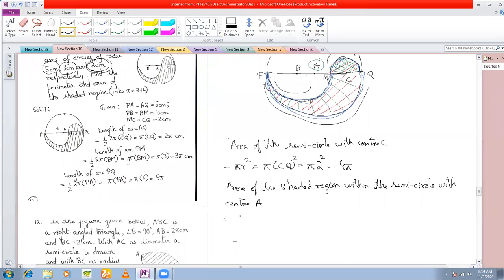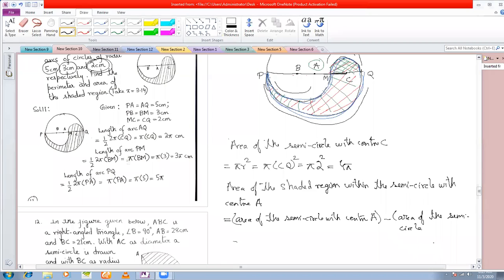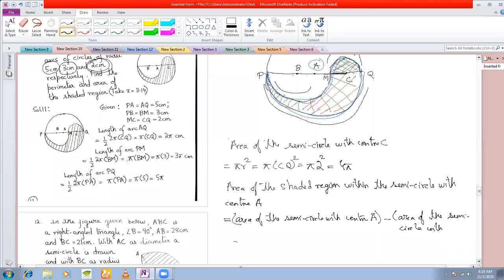Is area of the semicircle with center A minus area of the semicircle with center B. Sir, mid-point theorem.